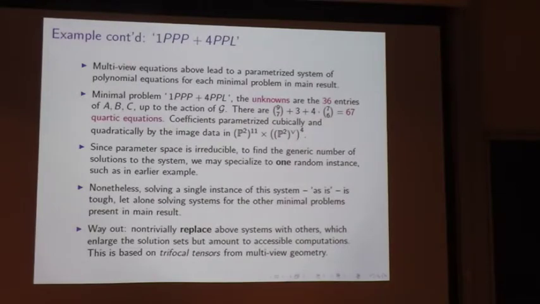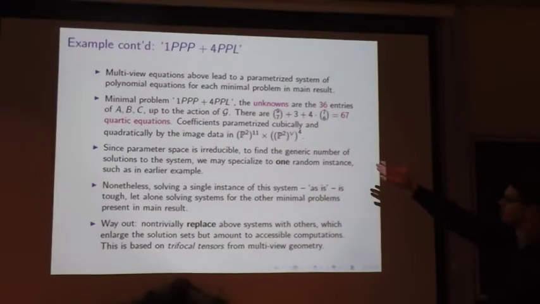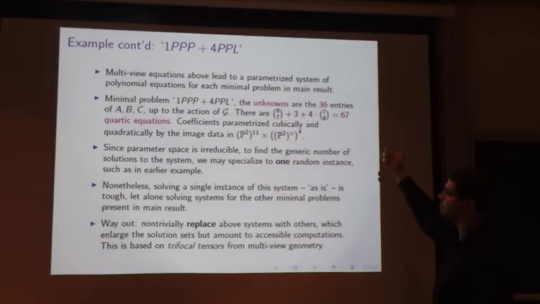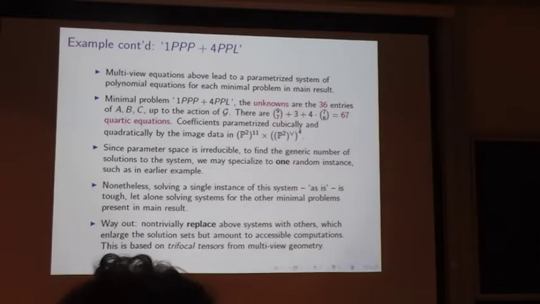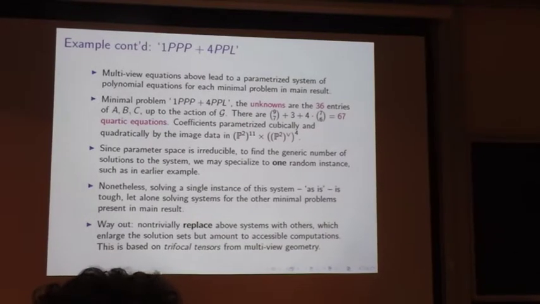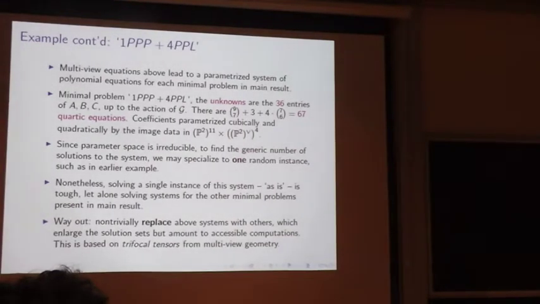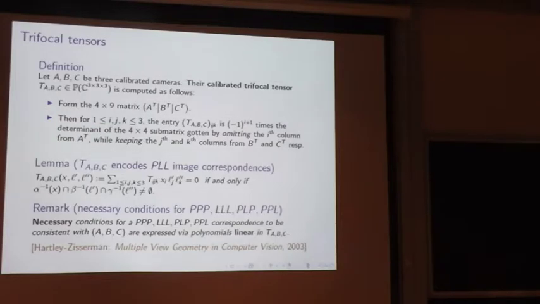It turns out that those polynomial systems are really, really nasty. For example, in the example given before, we would have about 36 unknown entries, the entries of A, B, C, and it turns out we would have about 67 quartic equations. And also the equations saying that the left submatrices of A, B, and C are rotations. So just a lot of unknowns, vastly overdetermined by high degree equations. The way out, the way to actually solve a single instance of these systems, is to use an analog of the essential matrices.